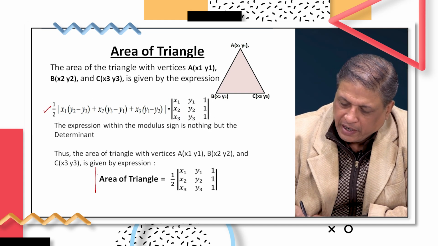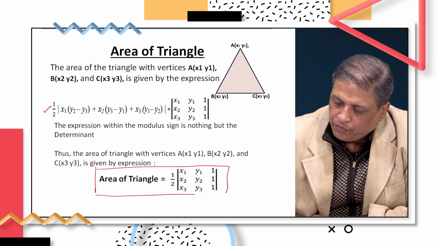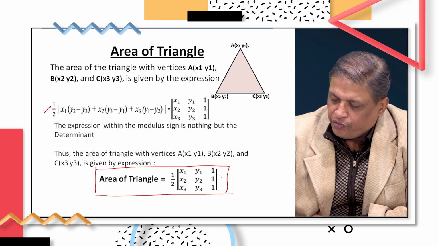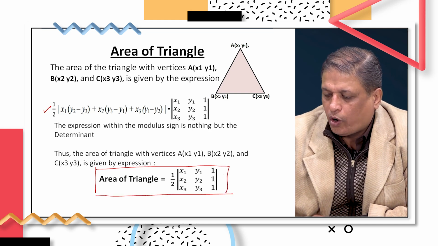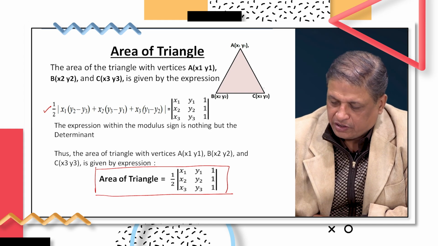So the area of the triangle is nothing but half of the determinant value, wherein the rows are the coordinates of the respective vertices of the triangle.